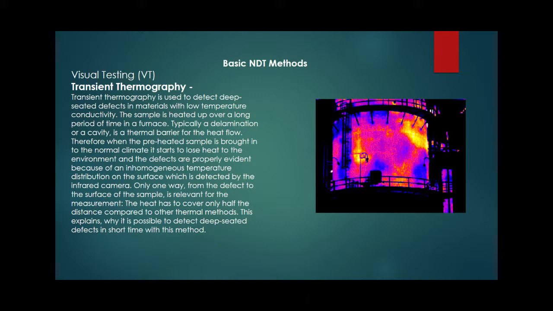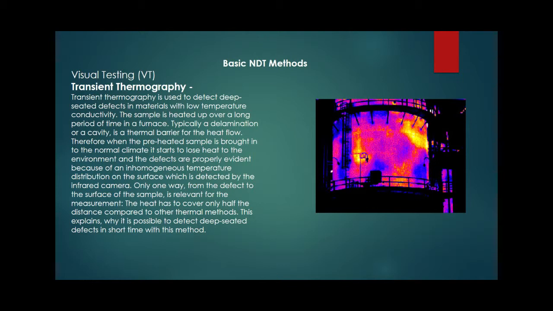In transient thermography, the purpose is to find deep-seated defects in materials with low temperature conductivity. The sample or material is heated up over a long period of time in a furnace. Typically, a delamination or a cavity is a thermal barrier for the heat flow.